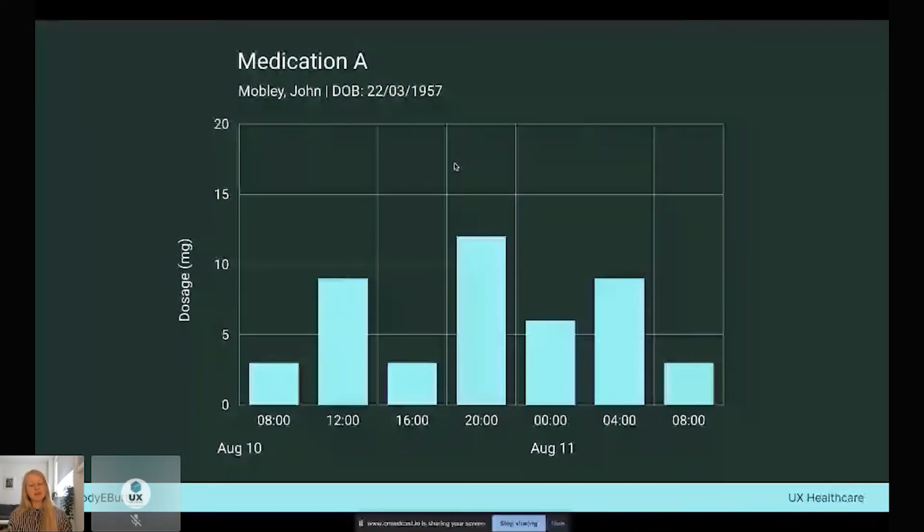So we need to include certain things so that we're still giving them the ability to interpret the data correctly, but we still want the users to be able to truly focus on the data itself.